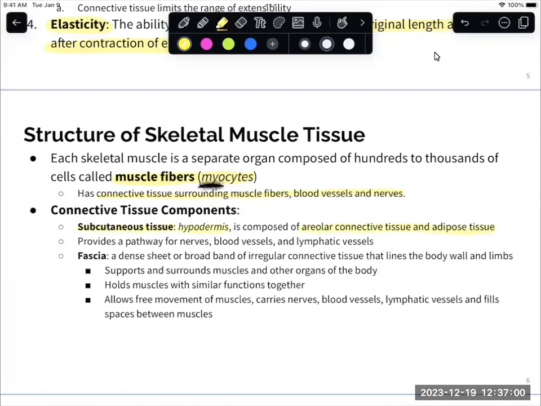This is also kind of considered fascia that is found underneath that subcutaneous tissue, and it is irregular connective tissue, and it's going to line a lot of the body walls and limbs. Fascia supports and surrounds muscles. It holds muscles together, but it also allows for free movement of muscles, nerves, blood supply, lymphatic vessels, and it's going to fill spaces kind of between those muscles.